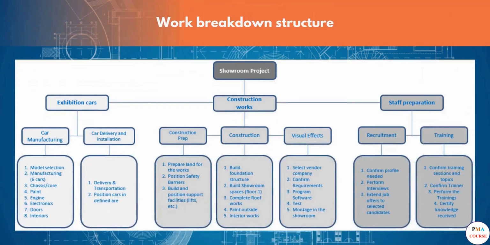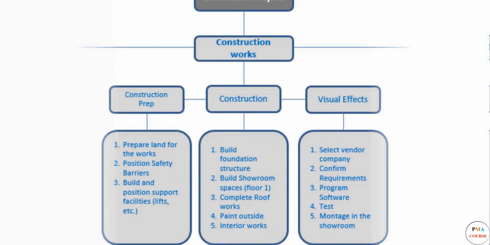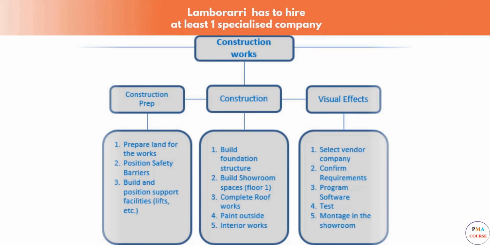The best thing to do now is whip out your work breakdown structure and activity list. Let's have a closer look at the three main work streams we have, shall we? Starting with the showroom preparation stream, we can safely assume that Lambirari doesn't have a construction team on payroll and will have to hire at least one specialized company.